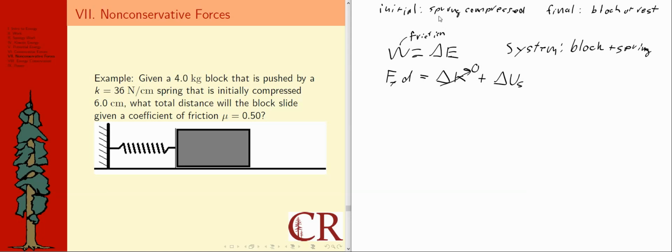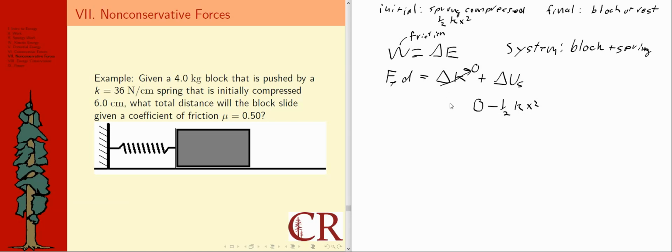Well, initially, the spring compressed could be represented by 1/2 kx squared, where I'm going to assume that k is given by this 36 newtons per centimeter, and x is given by the 6 centimeters. But in the interest of space, I'm not going to worry about the numbers just yet. In the final state, the spring is uncompressed, so it's going from this to 0. So the overall change is a minus 1/2 kx squared, because it's final minus initial. Explicitly, I could say 0 minus 1/2 kx squared.